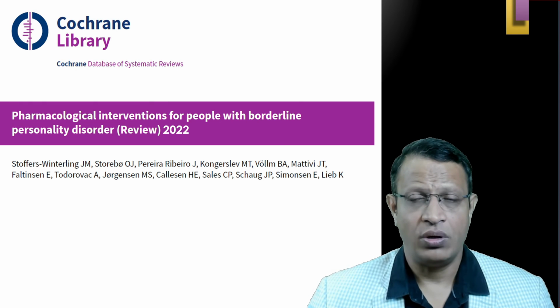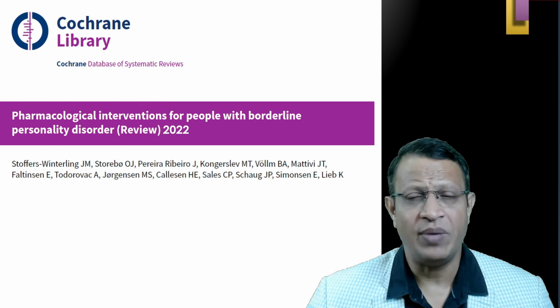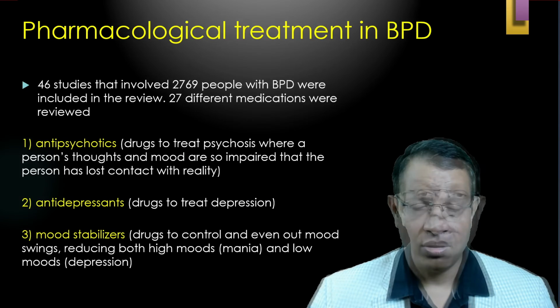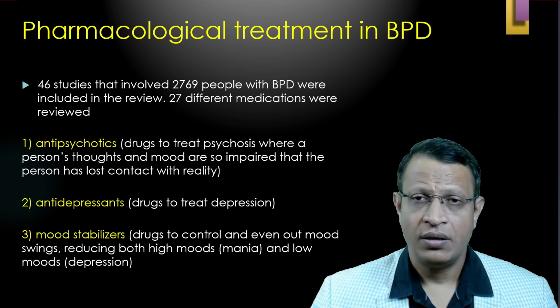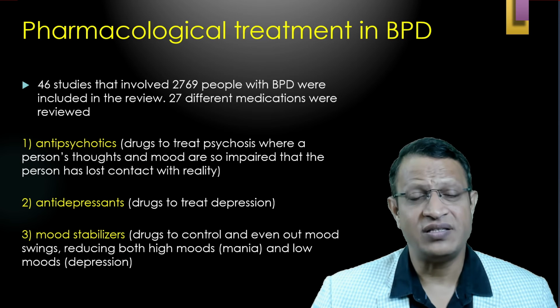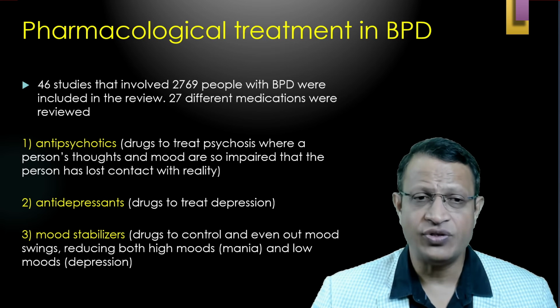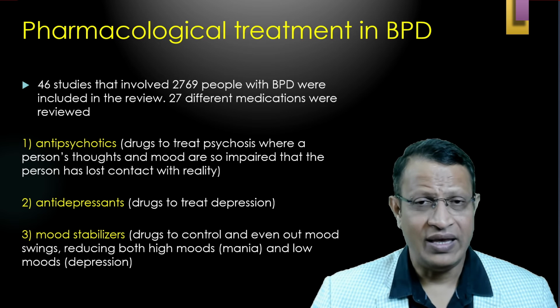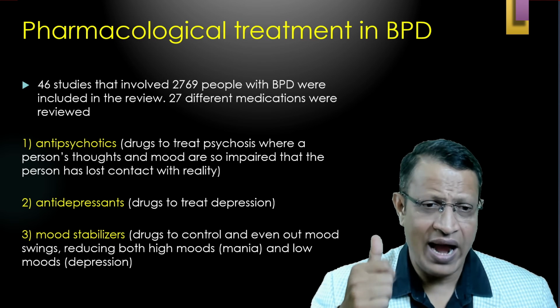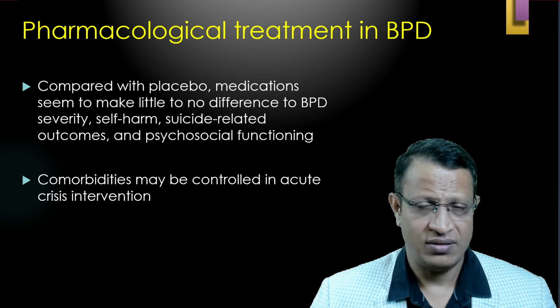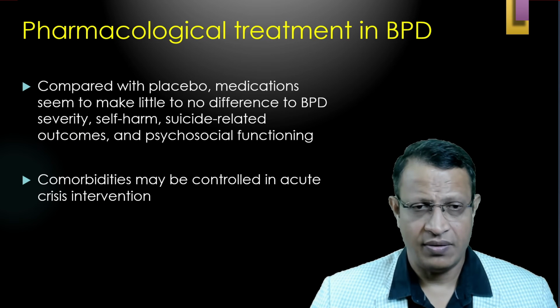There was one more Cochrane review done in 2022 by Stoffer and Winterling with regard to pharmacological interventions for people with borderline personality disorder. In this Cochrane review, 46 studies were included, which had 2,769 people with borderline personality disorder, and 27 different medications were reviewed. They were categorized into three important groups: antipsychotics, antidepressants, and mood stabilizers. The results of the study were stunning.